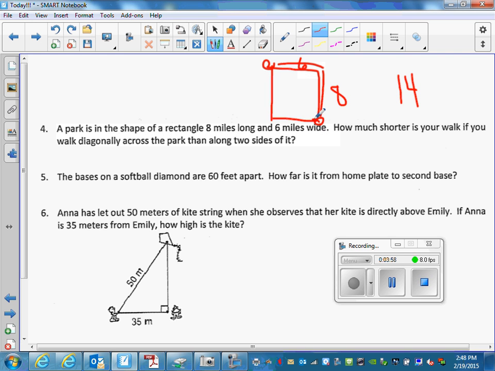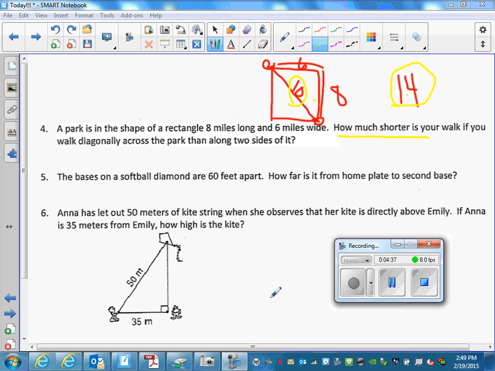Or the shortest distance between 2 points is a straight line. So if I took the diagonal, what would that be? Well, I would have to do 6 squared, 36, 8 squared, 64, and that would be 100. The square root of 100 is 10. So would you rather go 14 or 10 if you're in a hurry? The final question says, how much shorter is your walk? So do 14 minus 10. Make sure the directions said to draw pictures, so make sure you're drawing pictures for these.